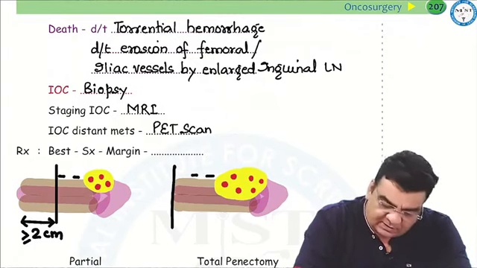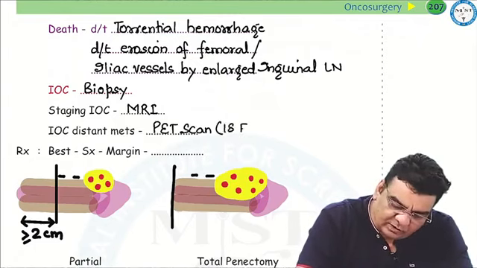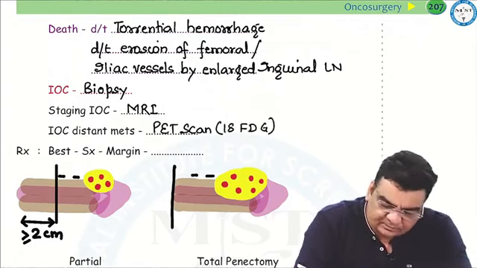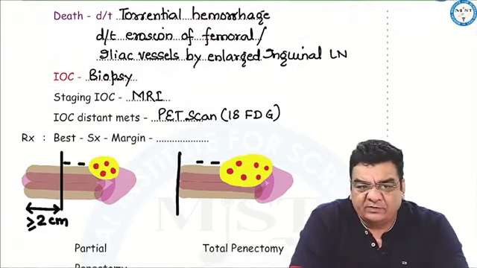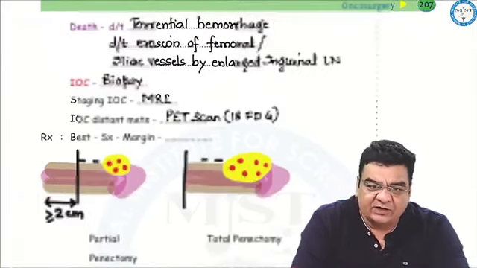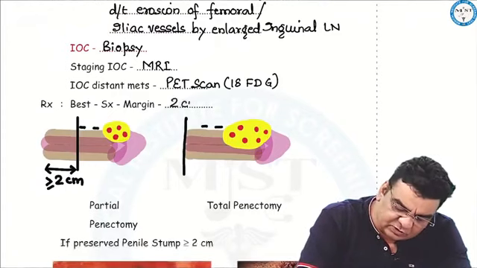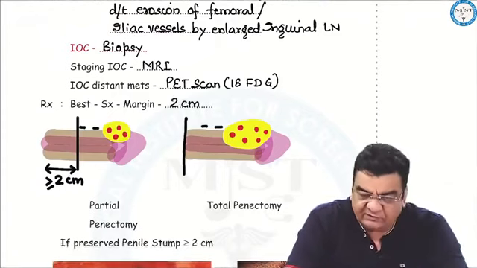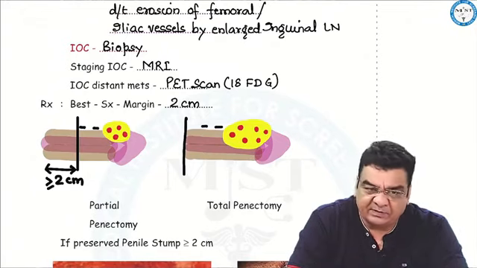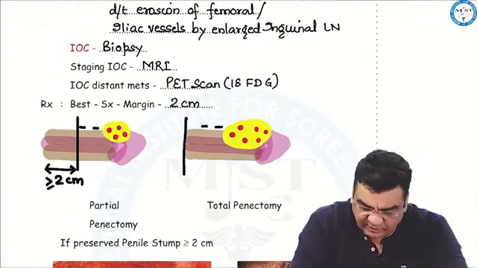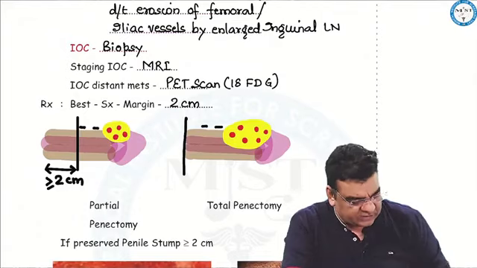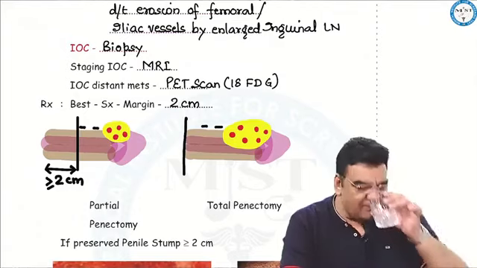Which isotope are we using? 18-fluorodeoxyglucose. Now, the best treatment for penile cancer is again surgery, and the margin of resection which we have to take around the tumor is 2 centimeters. Nowadays, even 1 centimeter is becoming acceptable. However, the standard guidelines are 2 centimeters.